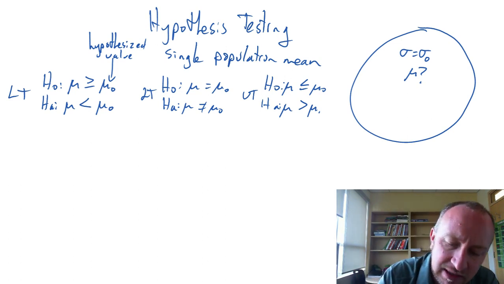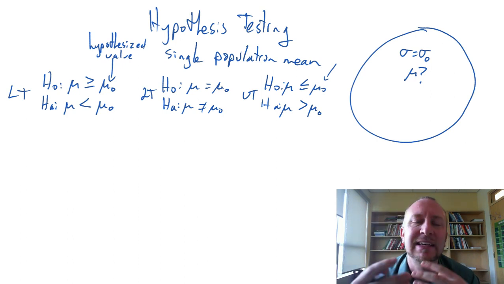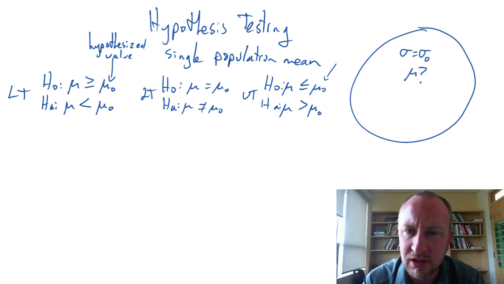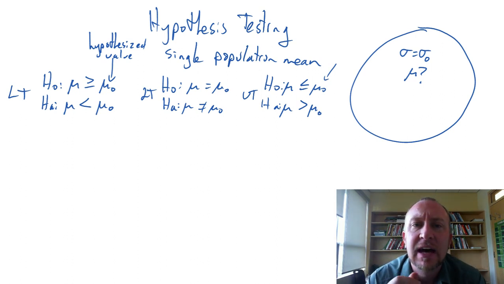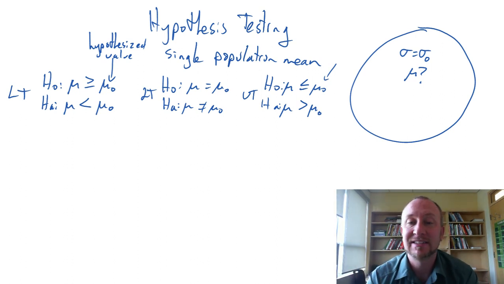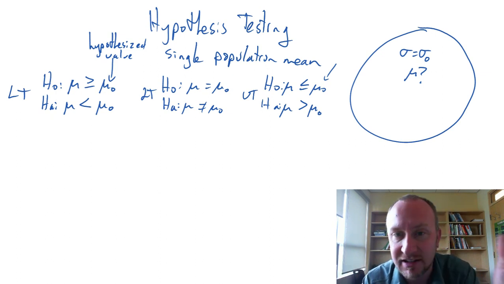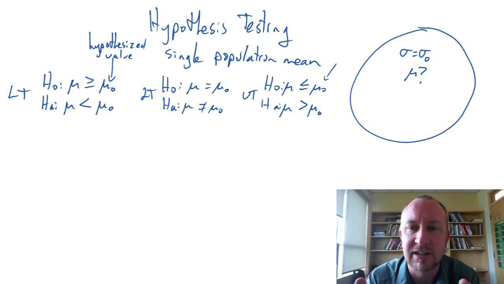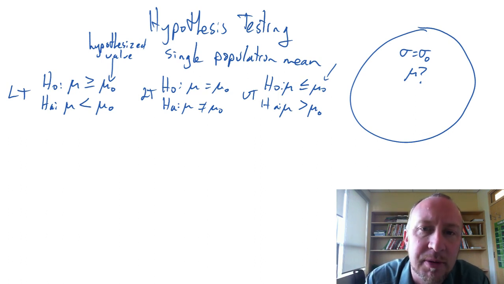And so these hypothesized values here would be some assumption or some goal or some value that we want it to be, or maybe some value that we're testing to see if we've managed to change. Have we increased the population mean? Have we decreased the population mean by taking some action on that population?